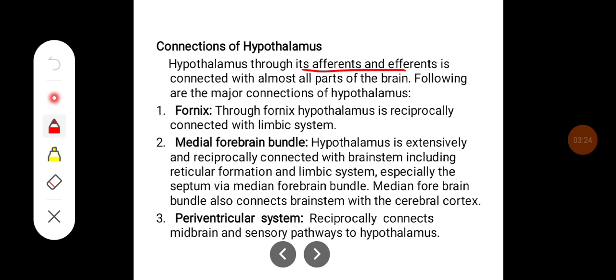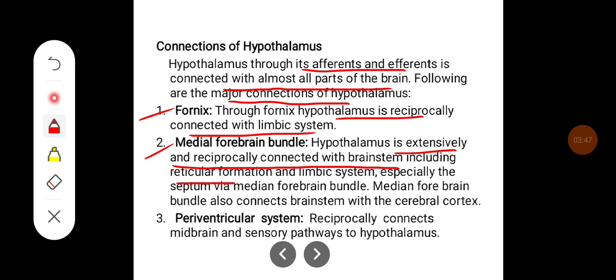The hypothalamus, through its afferents and efferents, is connected with almost all parts of the brain. Following are some major connections of the hypothalamus. Fornix: through the fornix, the hypothalamus is reciprocally connected with the limbic system. And through the medial forebrain bundle, it is extensively and reciprocally connected with the brainstem, including the reticular formation, and the limbic system, especially the septum. The medial forebrain bundle also connects the brainstem with the cerebral cortex.